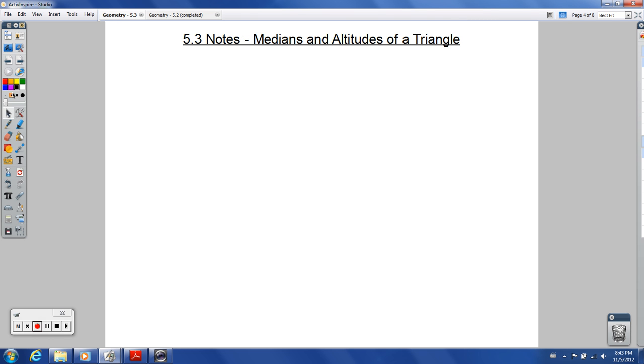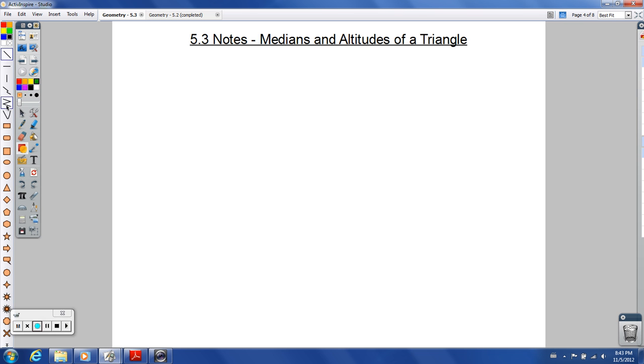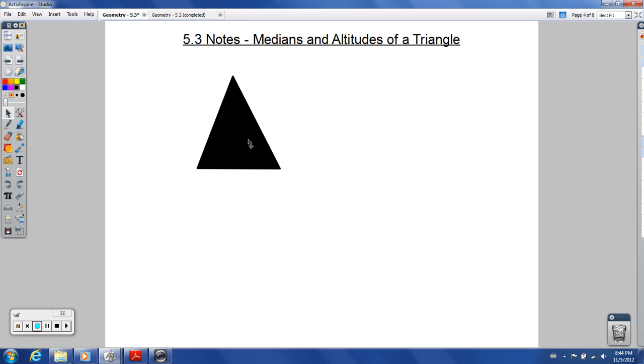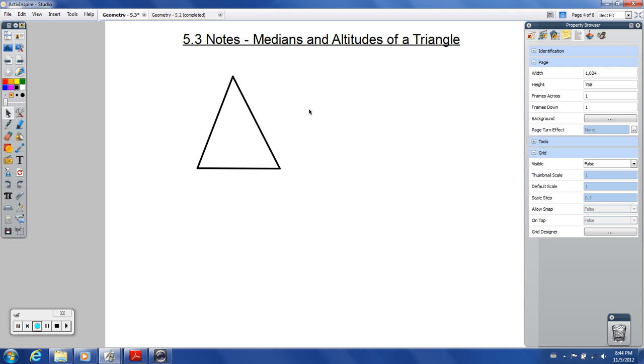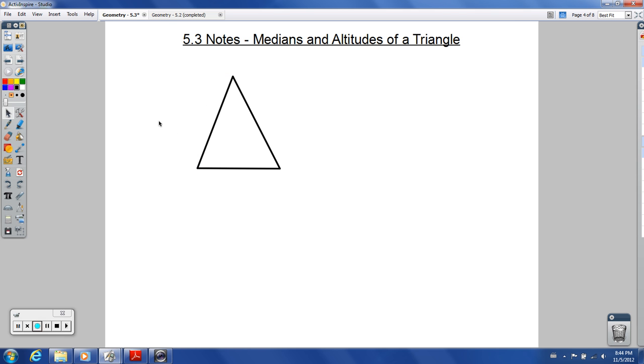So let's start off with what a median is in the first place. We're going to make a triangle, just kind of any old triangle will do, but let's make yours look like mine as best as possible so we have something similar to compare with each other. So let's go with something like that. I don't want to fill that, so let me change the properties to no fill.